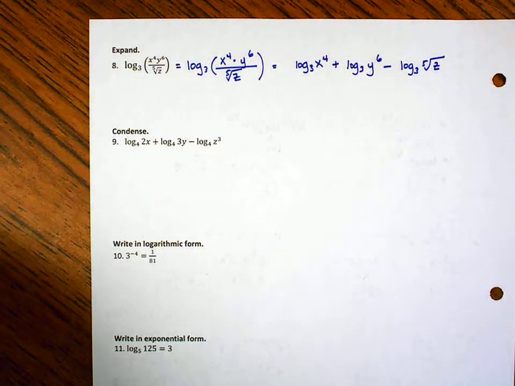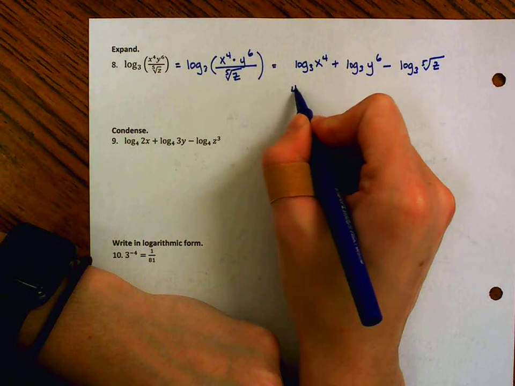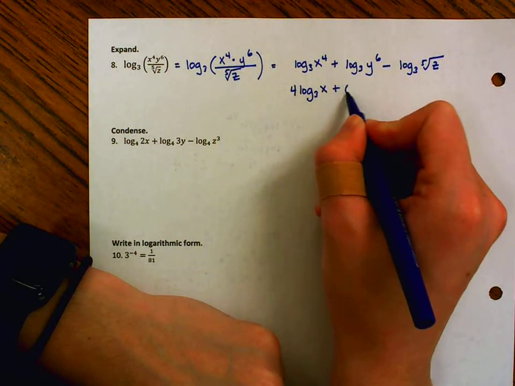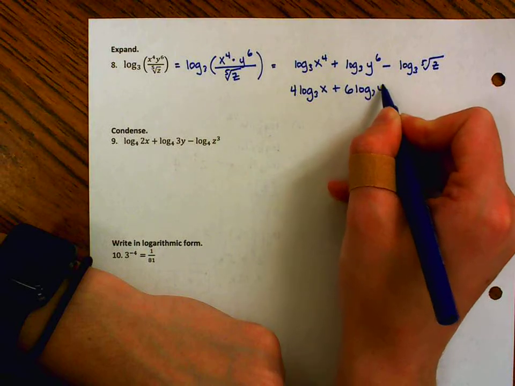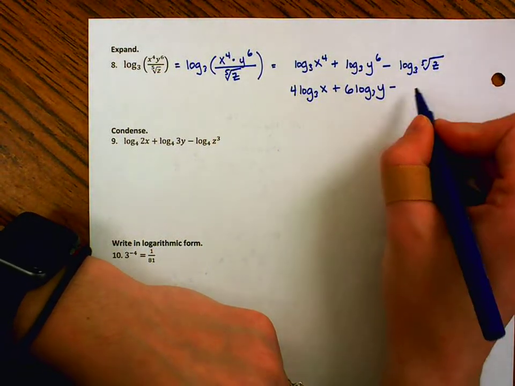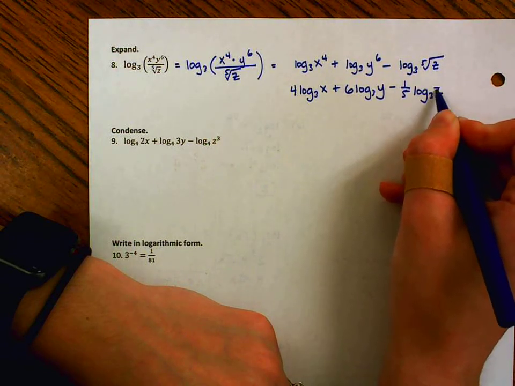Now, when I expand logarithms, the exponents have to move to the front. So this 4 is going to come to the front and it's going to be 4 log base 3 of x. The 6 is going to come to the front, so 6 log base 3 of y. This is a root. It's z to the 1/5, so it's going to be 1/5 log base 3 of z.